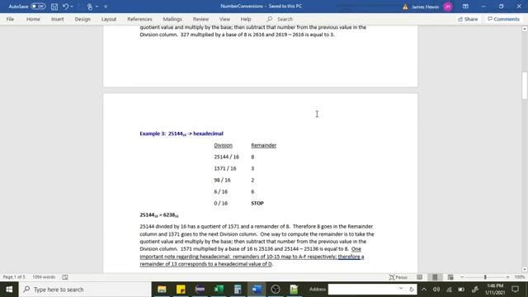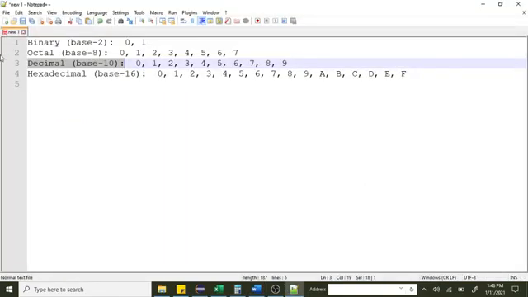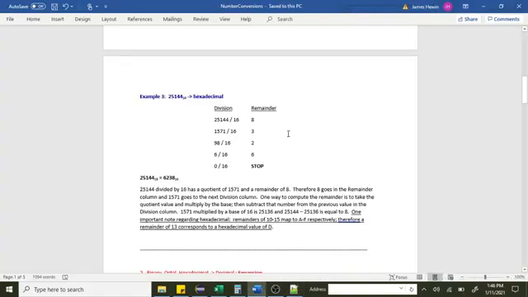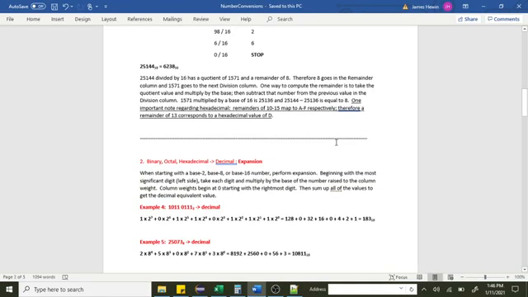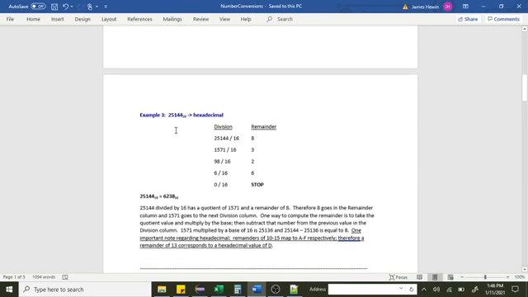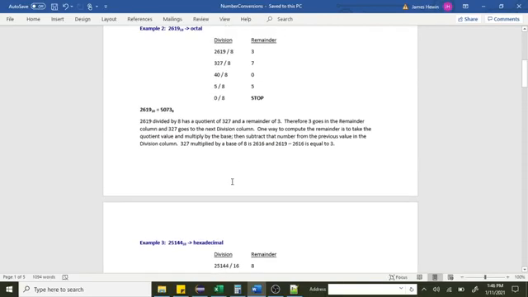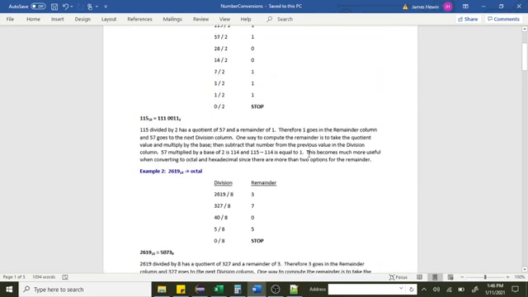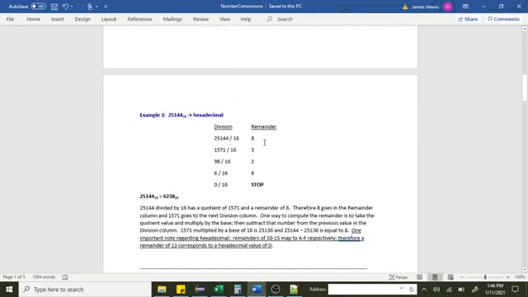Well, what about hexadecimal? Hexadecimal is going to have 16 numbers, and once you get to 10, from 10 to 15, you need to use A through F. So for hexadecimal, we're going to start with the number 25144. And again, we're dividing by the base that we're going to, so now we're dividing by 16. We're not dividing by 8, we're not dividing by 2. We want to divide by 16. We do the same thing.